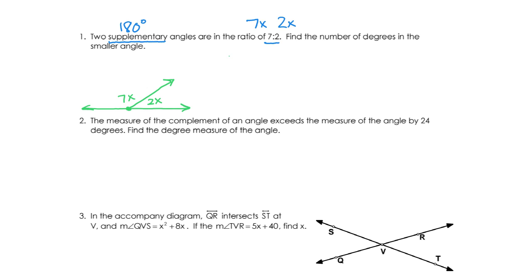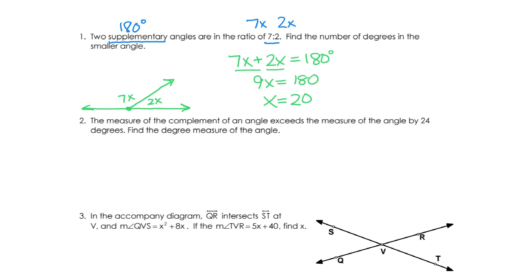So we know that the angle of 7x added to the angle of 2x has to equal 180 degrees because they use the word supplementary. And now all we have to do is go ahead and combine our like terms. 7x plus 2x is 9x. Divide by 9, x comes out to equal 20.